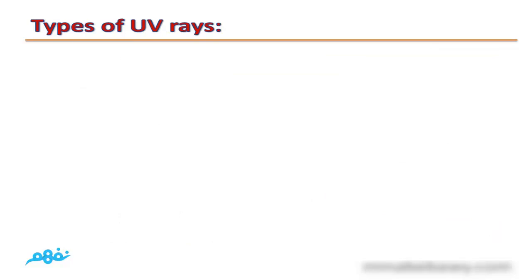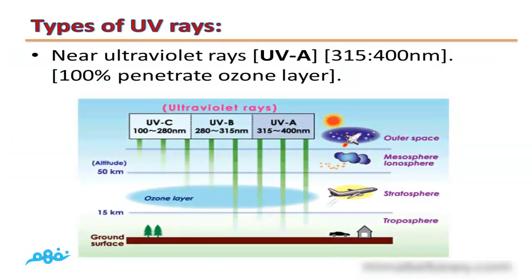What are the types of ultraviolet rays? We have 3 types of ultraviolet rays. The first one is called near ultraviolet rays or UVA. Its wavelength ranges from 315 to 400 nanometer and hence 100% penetrate ozone layer. This means that all UVA penetrate ozone layer.